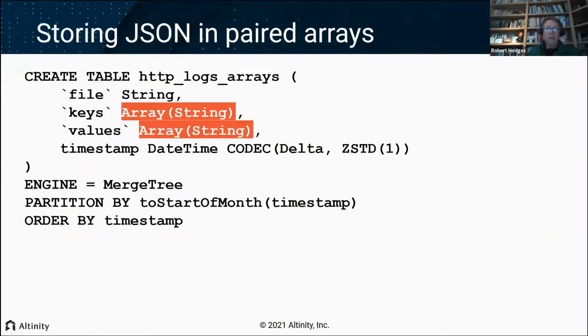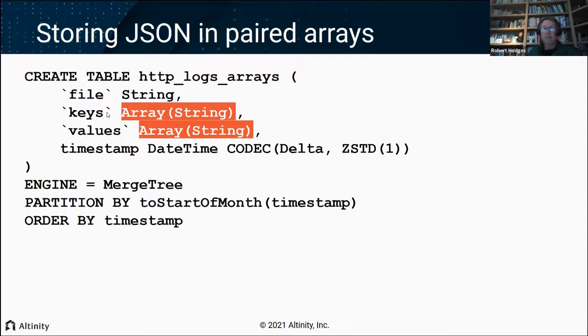There's a final transformation or representation I like to talk about, which is the paired arrays, which I mentioned at the beginning. This is a similar idea to maps, sort of key-value pairs. But in this case, what we'll have is two arrays. ClickHouse has very, very good array support. If you're not familiar with it, it's one of the really interesting extensions.